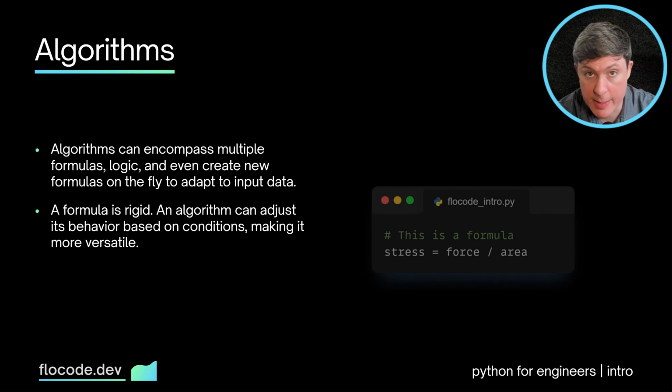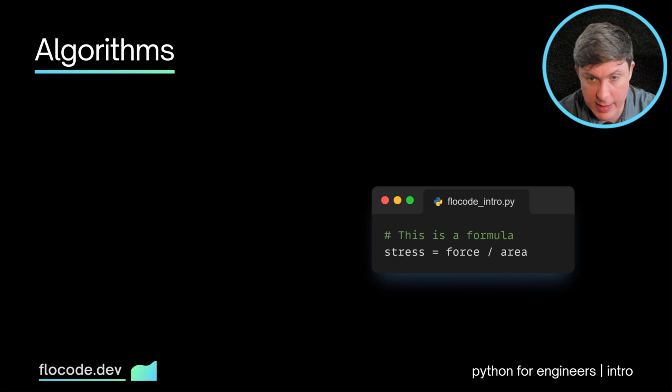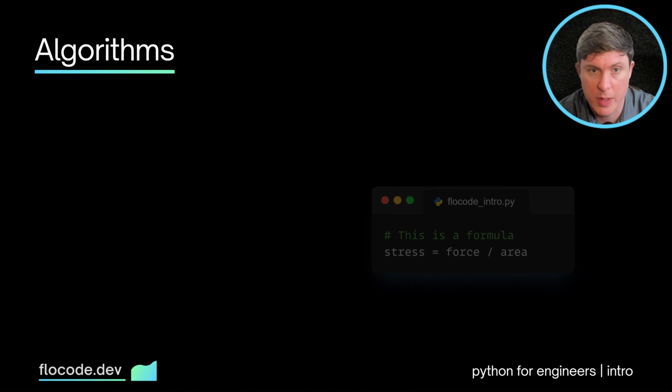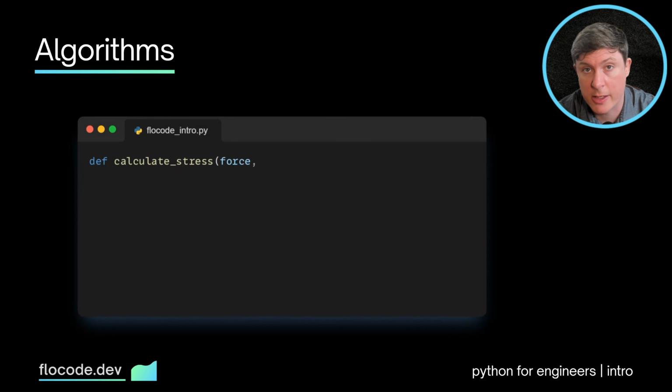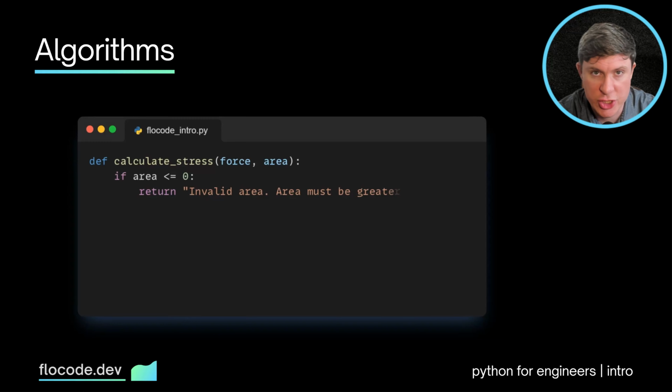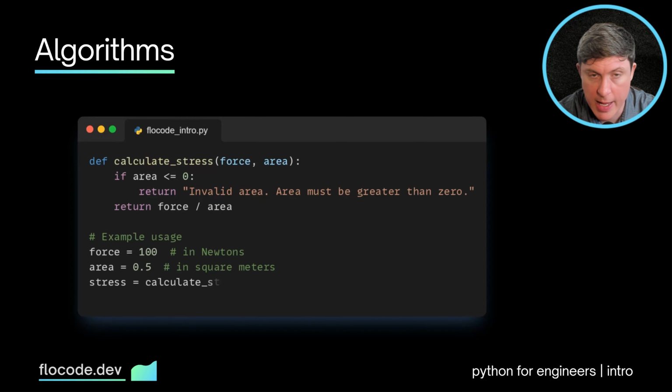We can turn this simple formula into an algorithm to make it a little more robust and useful. For example, we're going to add a couple of bells and whistles, just like a check to ensure that the area that we input is a positive value, and it's going to give us a warning if it's not a positive value. And then we're going to add a printed output statement to verify our result.